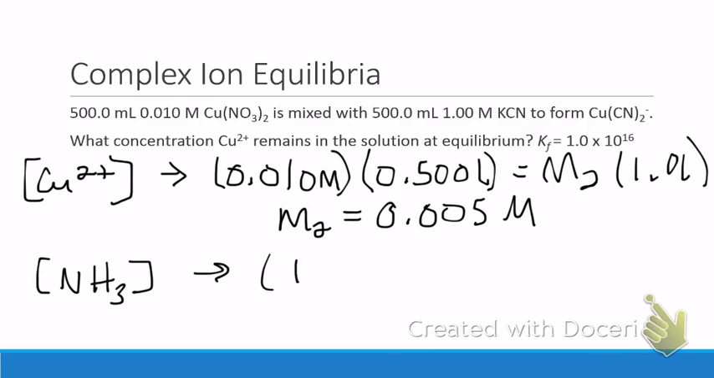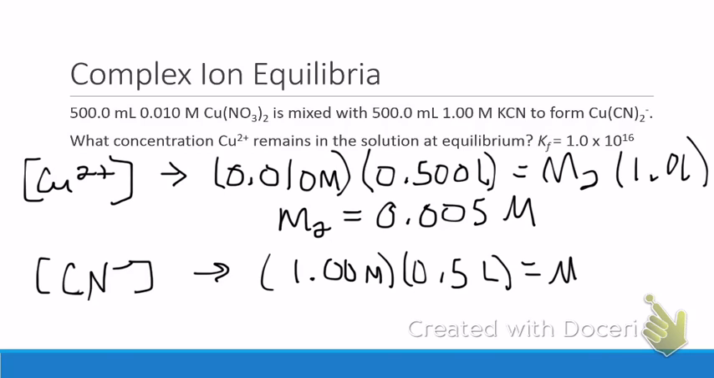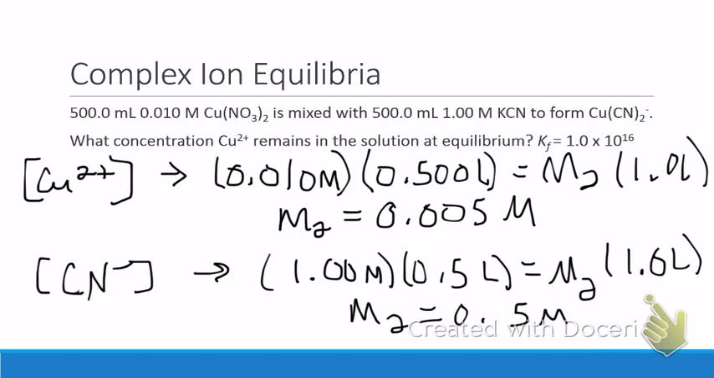Here we start with, in this case we are working with cyanide, so CN minus. Again, that's the concentration of our ligand, so that will be 1.0 molar times 0.5 liters, and that will be equal to our final concentration divided by our total of 1 liter, and here M2 will be equal to 0.5 molar.